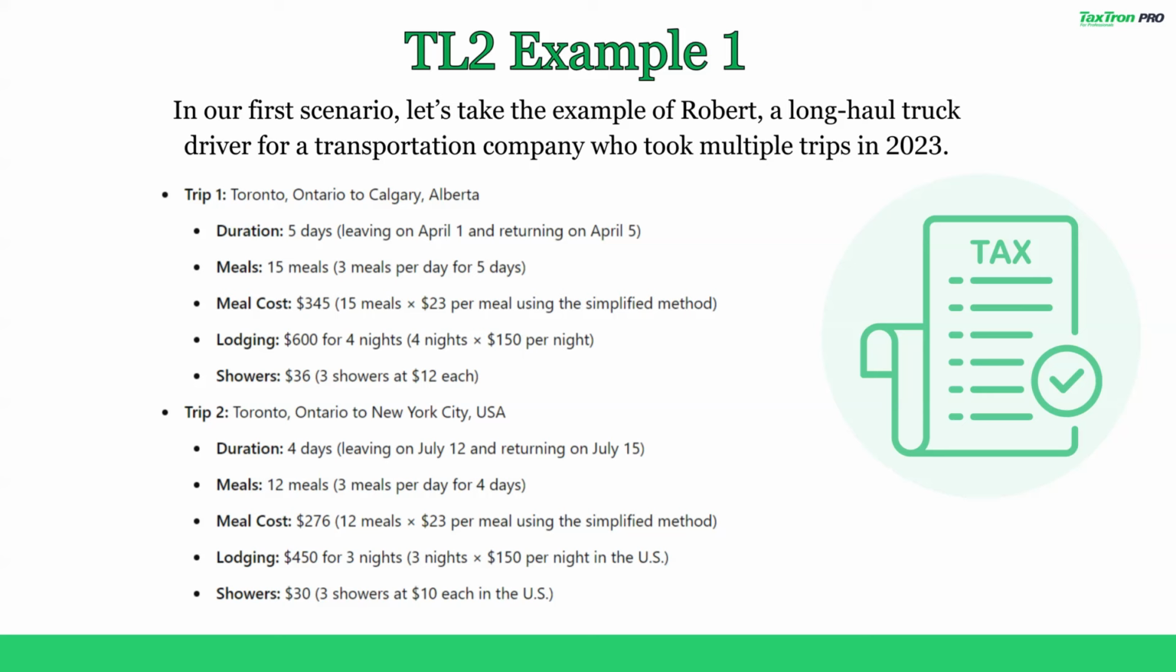Meal cost, $276, 12 meals times $23 per meal using the simplified method. Lodging, $450 for 3 nights, 3 nights times $150 per night in the US. Showers, $30, 3 showers at $10 each in the US.